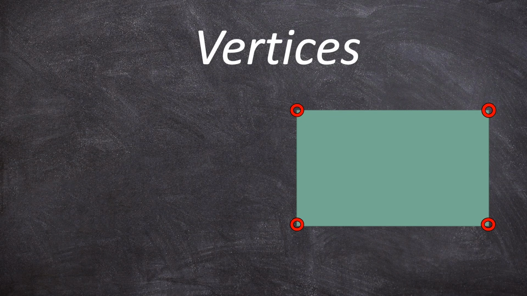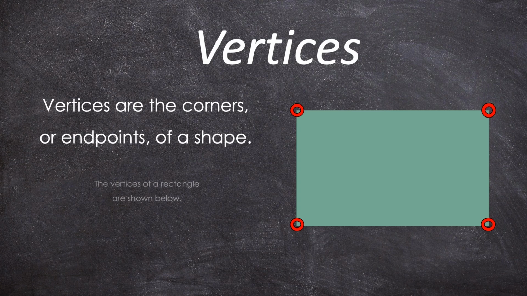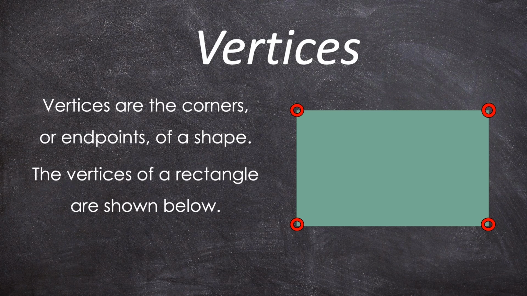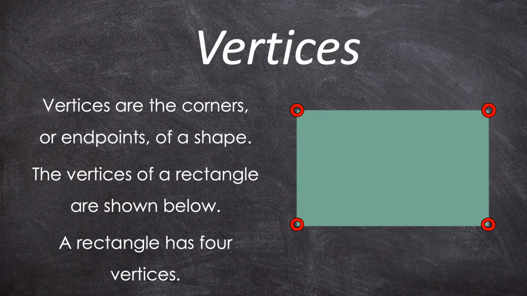Finally, we are going to talk about vertices. While the name might sound a bit confusing, vertices are not all that complicated. Vertices are basically endpoints, corners. We have highlighted the vertices of the rectangle on the screen. How many do you see? Great job! This rectangle has 4 vertices.